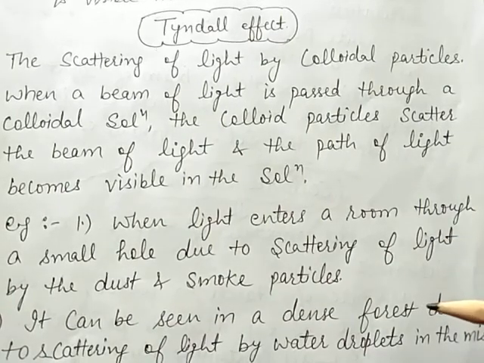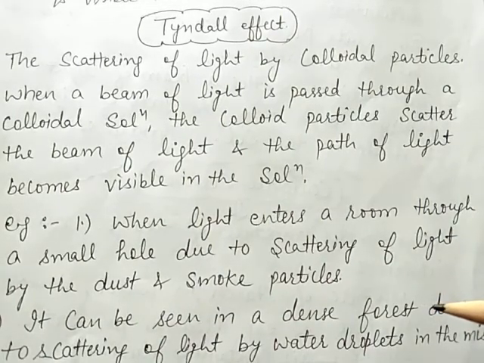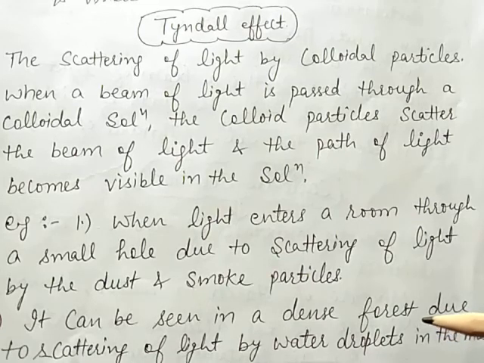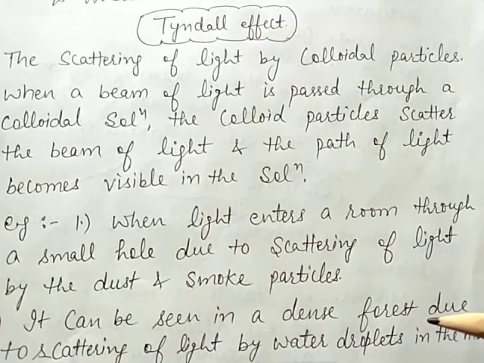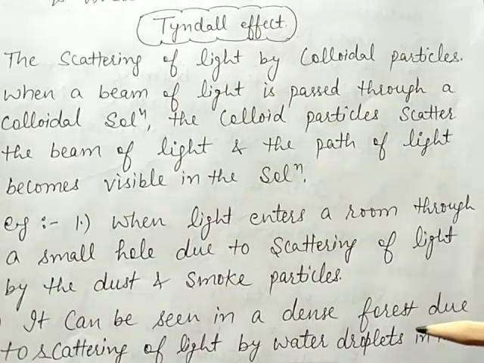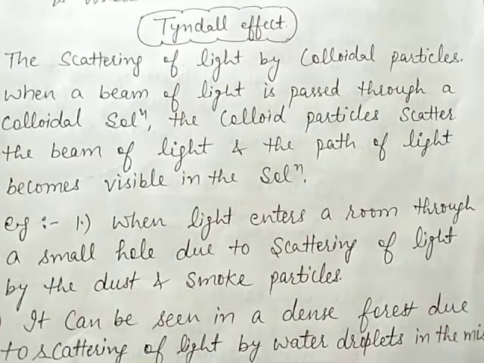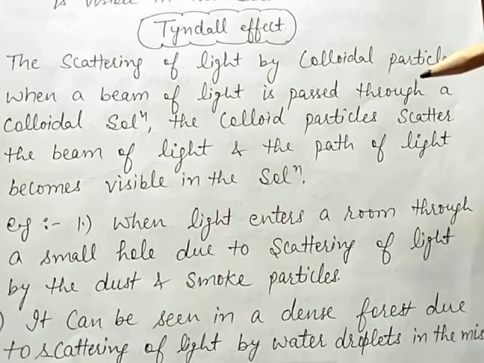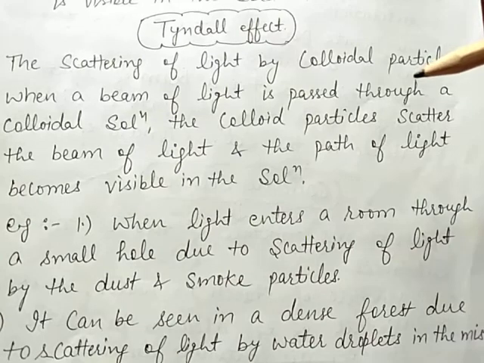These tiny droplet particles present in the forest act as colloidal particles which scatter the beam of light as it falls on them. So this shows the Tyndall effect, means the path of light becomes visible. By the help of an activity, we can easily see the Tyndall effect.